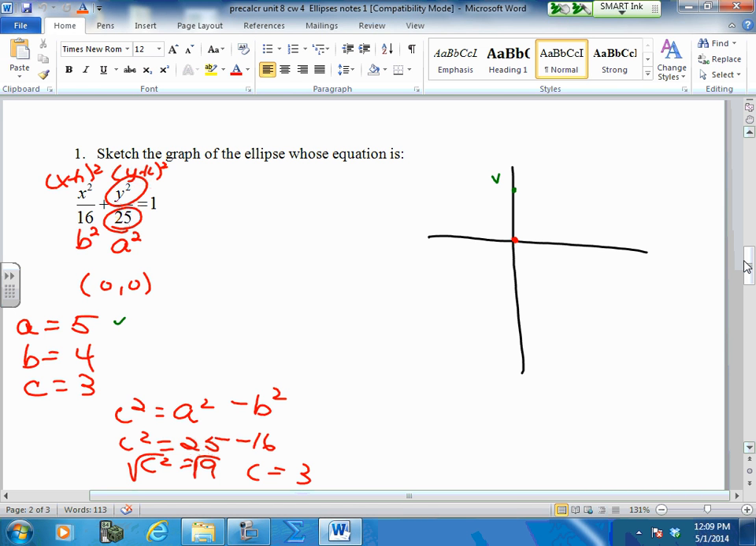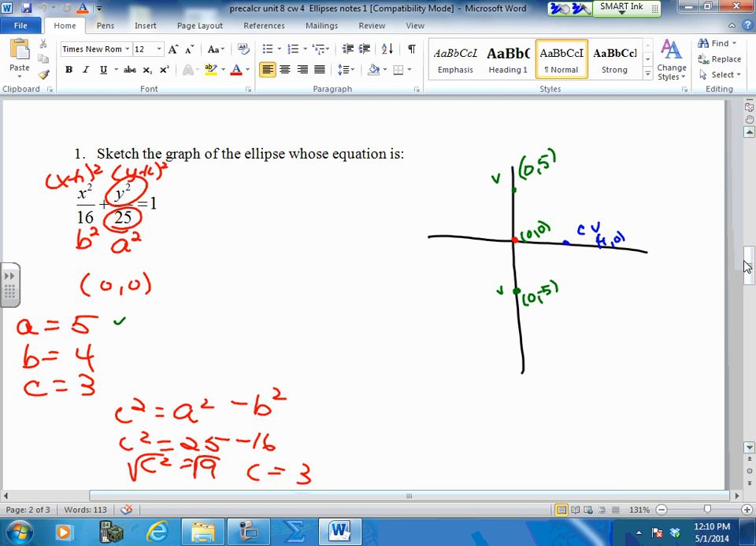A is the distance from the center to a vertex. So if my center here is at 0, 0, what's one of my vertex points? 0, 5. If I go down 5, 0, negative 5. Now, my minor axis is this guy, the x-axis, where the 4 is. We go over 4. This is called a co-vertex. It's kind of like a pilot and a co-pilot. The pilot is the major guy. The co-pilot is the minor guy. So this would be 4, 0.